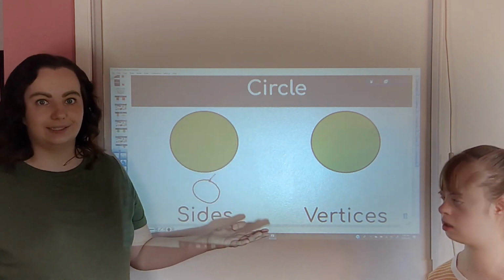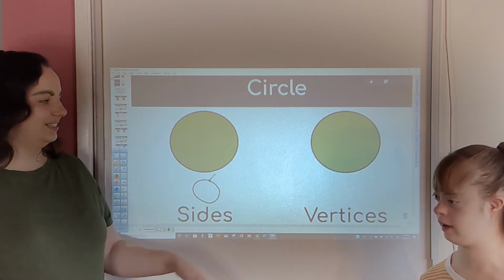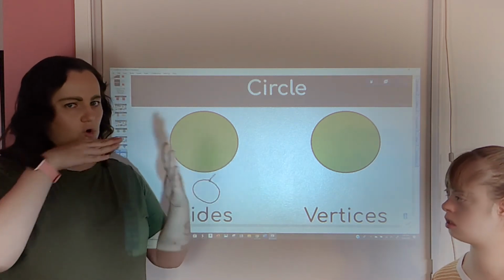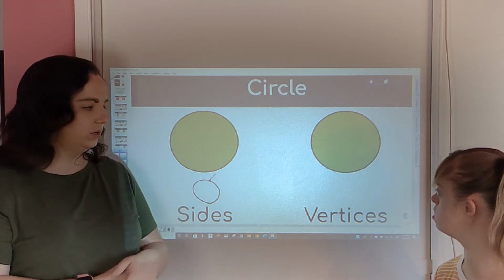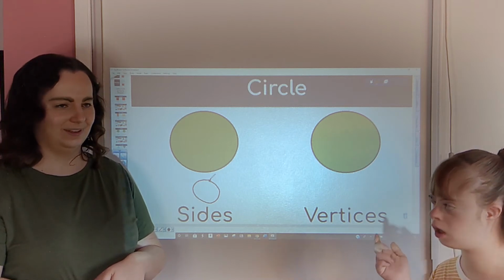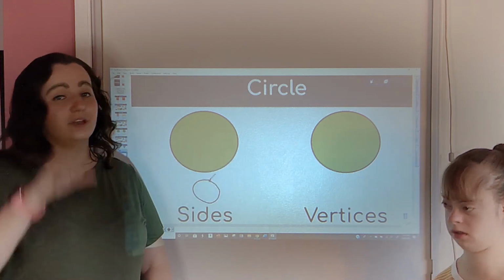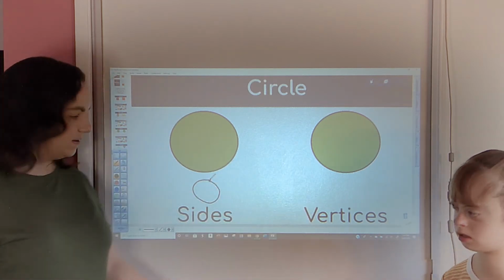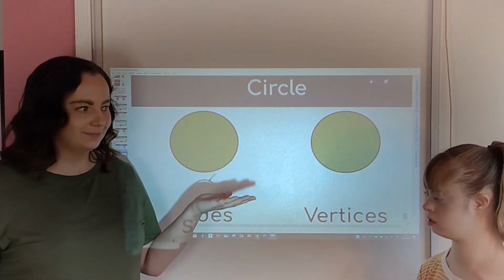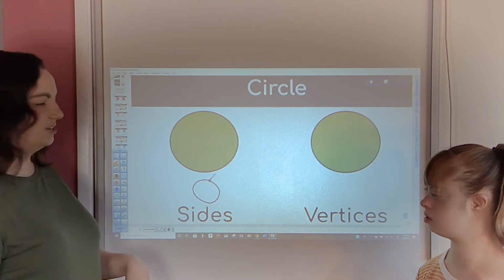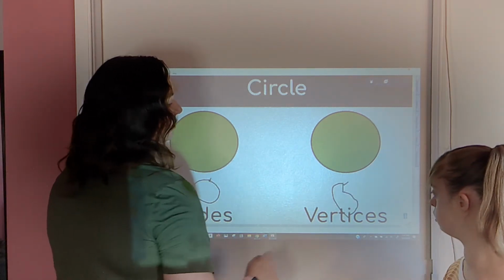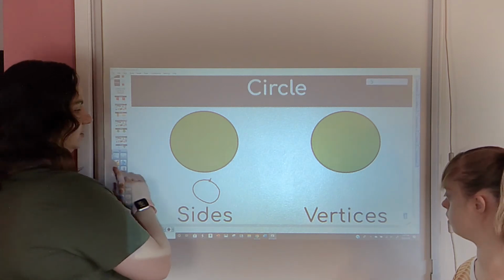No sides. Okay? Since there's no sides, are there any vertices or corners where two sides meet? No. No, you're right, Kaylee. There's no vertices. If there's no sides, there's no vertices. Okay? So we write, again, zero vertices. Ooh, that went a little funky. Let's try that again.